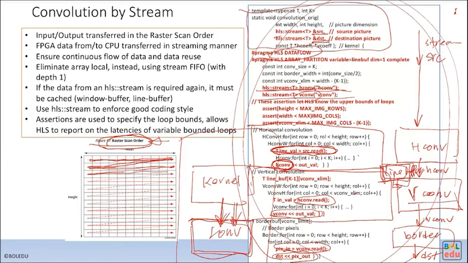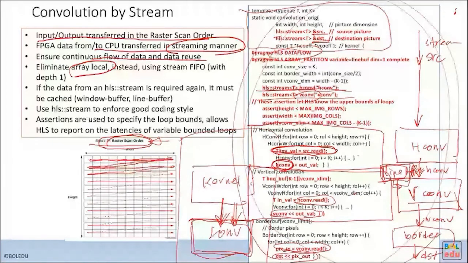So that's the brief. You have an in-out transfer from the raster scan order. The FPGA can transfer in a streaming manner, and you ensure a continuous flow of data reuse. And right now we don't need to have a local array. We use the stream FIFO, which must reduce the storage and reduce the latency.